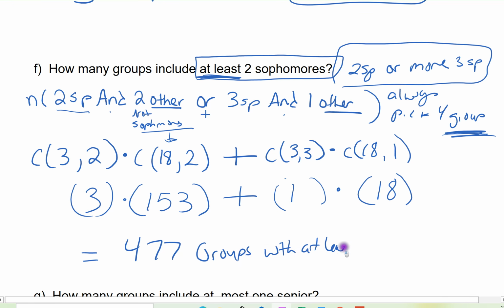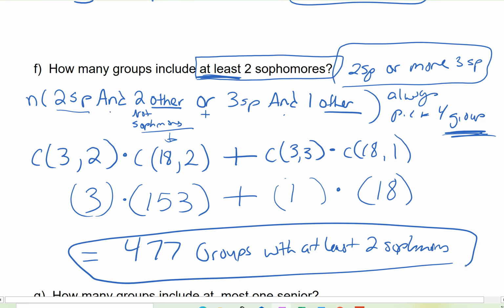with at least 2 sophomores out of my total. Right, at least 2 sophomores. Some of them, actually most of them, had 2 sophomores. Only 18 of them had all 3 sophomores. Right, that's how it's broken down. But those are all of the groups where I have at least 2, which means 2 or 3, 2 or more.